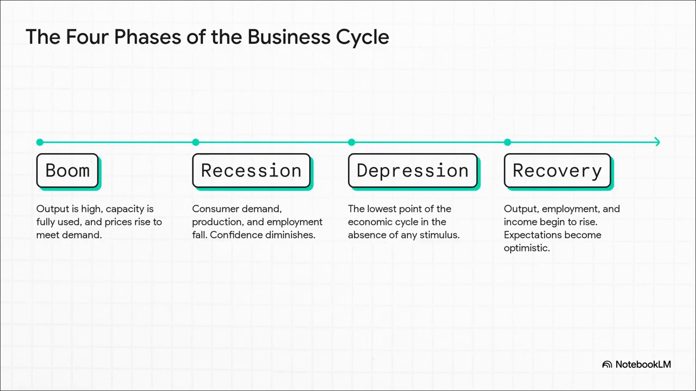You know, economies never just move in a perfect straight line upwards. They go through cycles, ups and downs. You've got the boom times, when everything's great, output is high, and prices are climbing. Then comes a recession, where things slow down, demand falls, and unemployment starts to rise. If it gets really bad, you hit a depression, which is the absolute bottom. And then thankfully, things start to pick up again in the recovery phase. For any business owner, knowing which phase you're in isn't just some academic exercise. It's everything. It dictates whether you should be hiring or maybe holding back and saving cash for a rainy day.